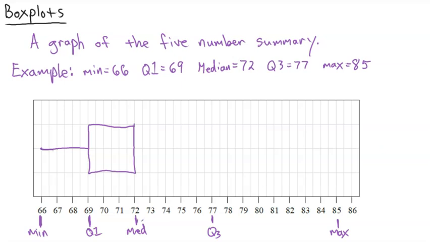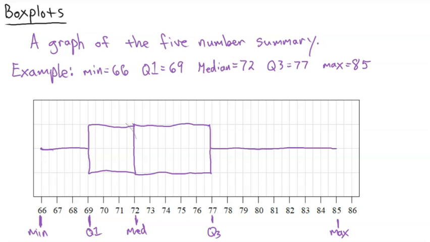Okay? Then, from the median over to quarter three, we're going to make another box. So, quarter three. All right, it's kind of an ugly box, but I think you get the picture. And then from quarter three over to the maximum, we're just going to do a straight center line. Quarter three all the way over to the maximum. There we go. Okay. And that's it. This is a box plot.